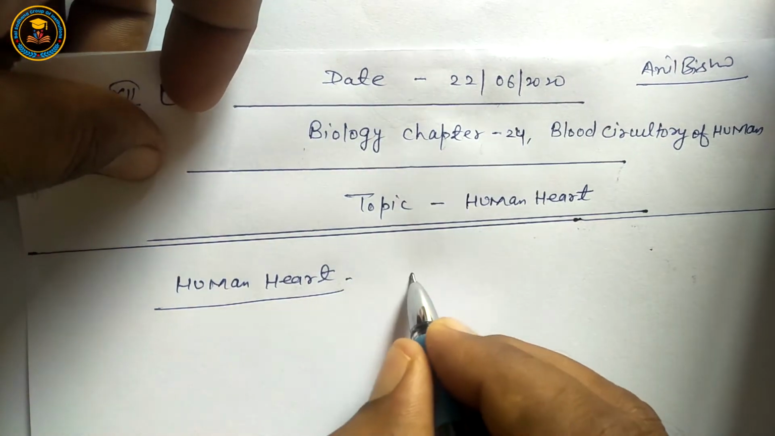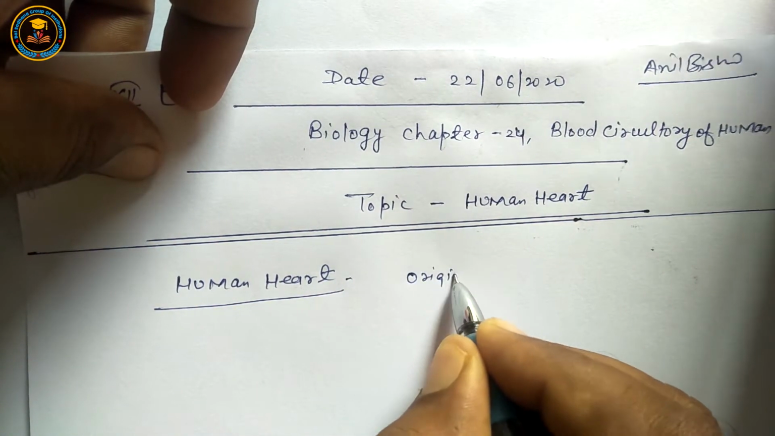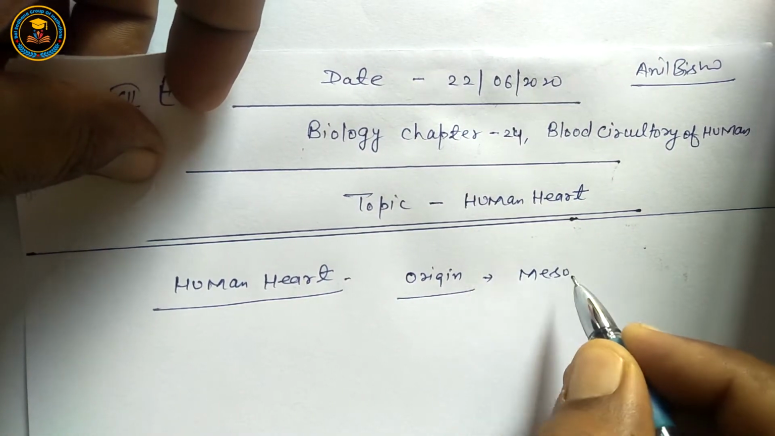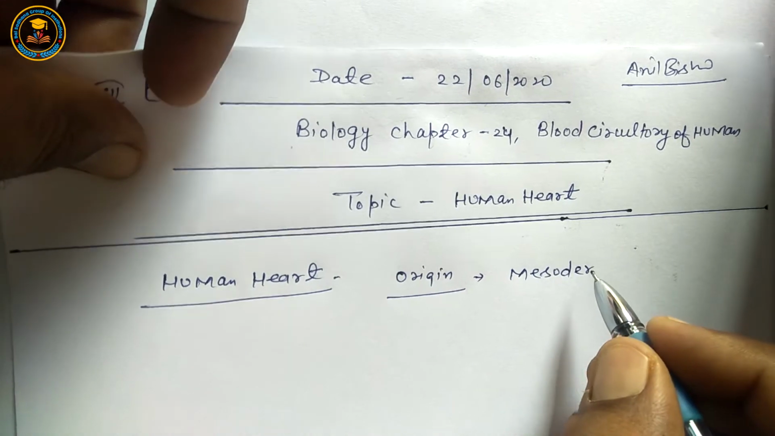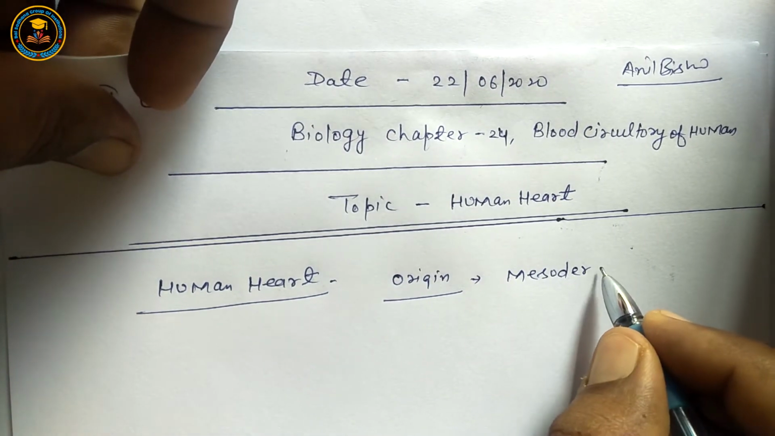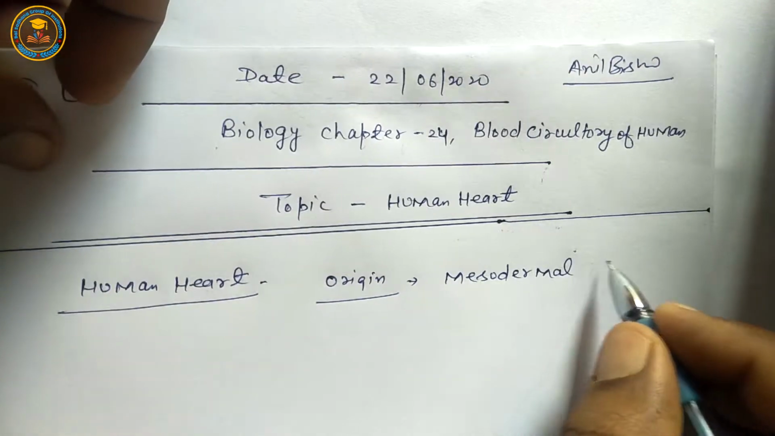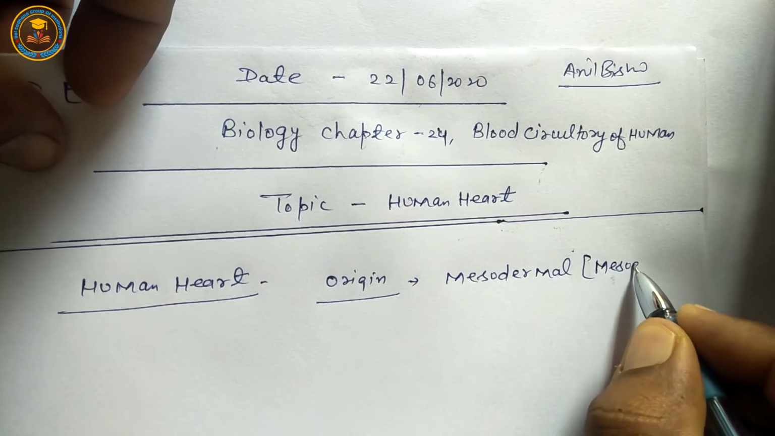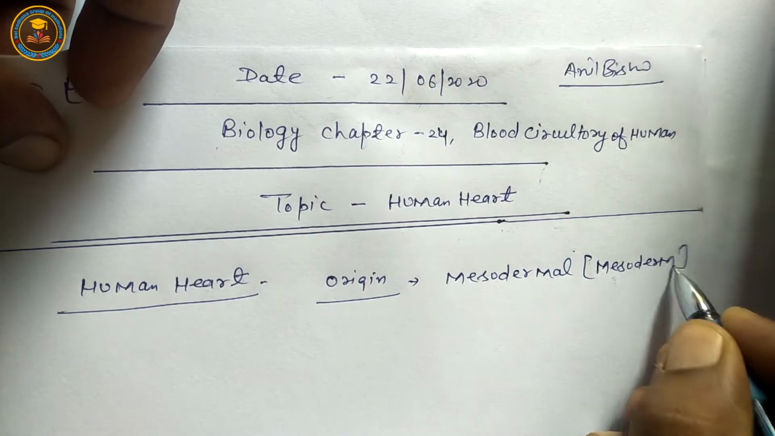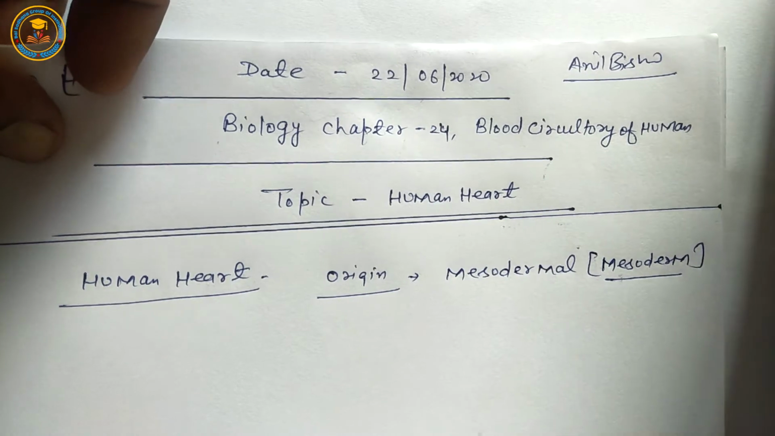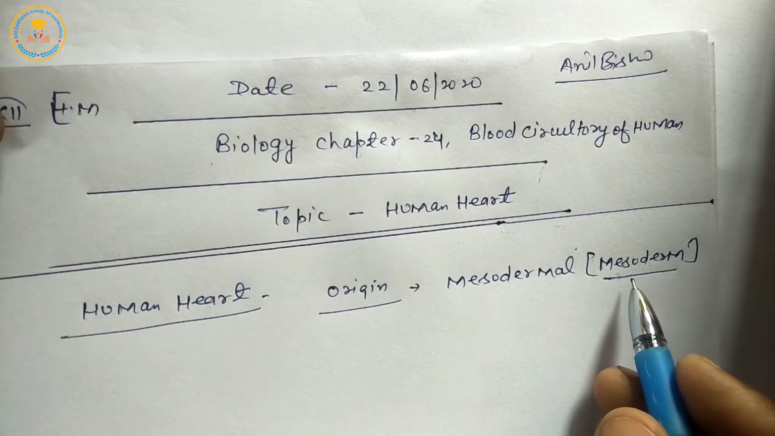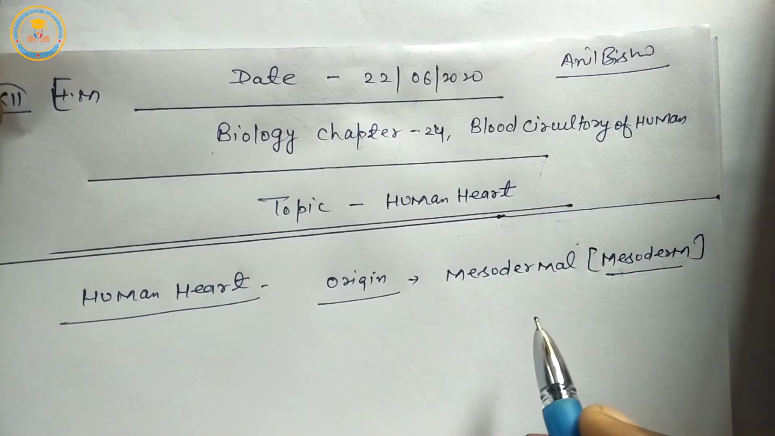First is origin. Students, human heart is mesodermal in origin. It means it originates from the mesoderm germ layer. The complete human blood circulatory system originates from the mesoderm germ layer. It means mesodermal in origin.